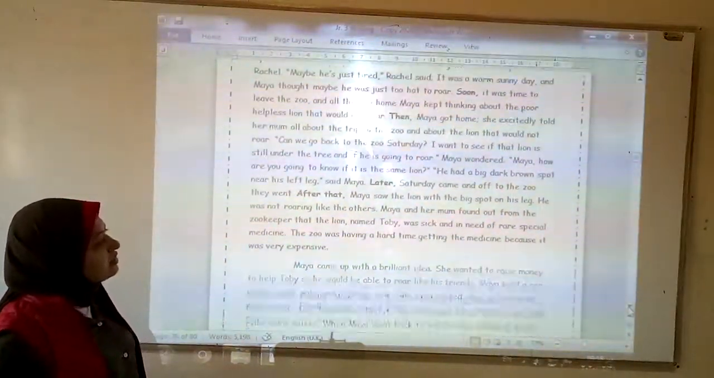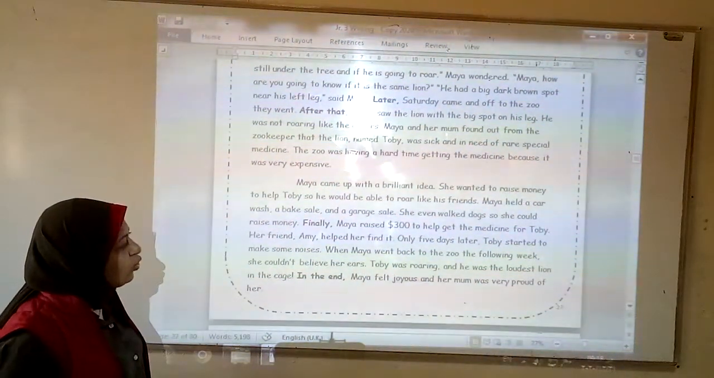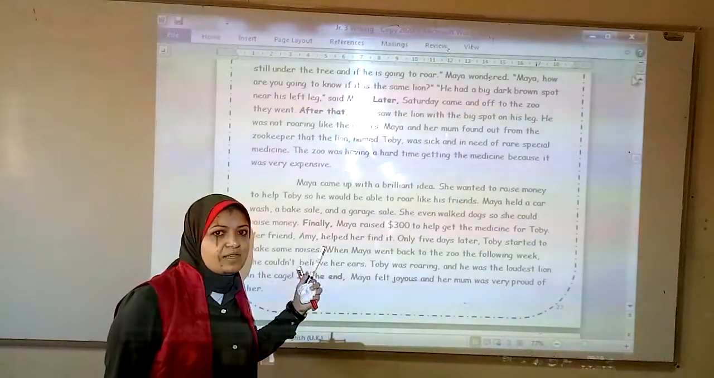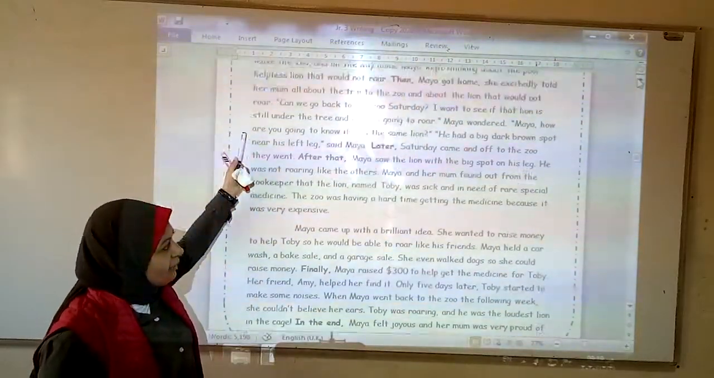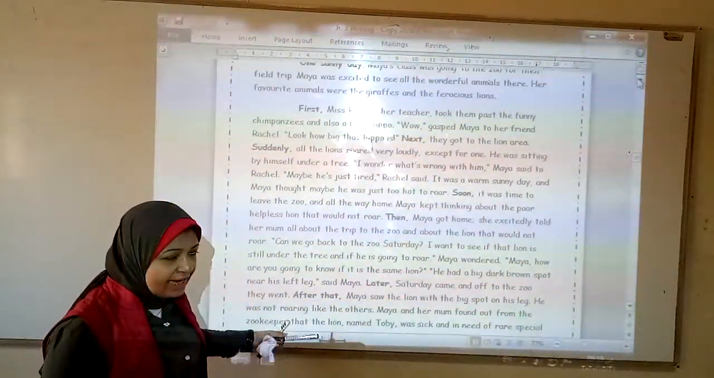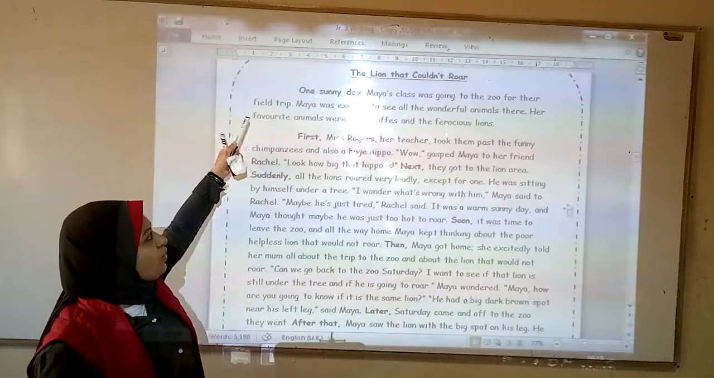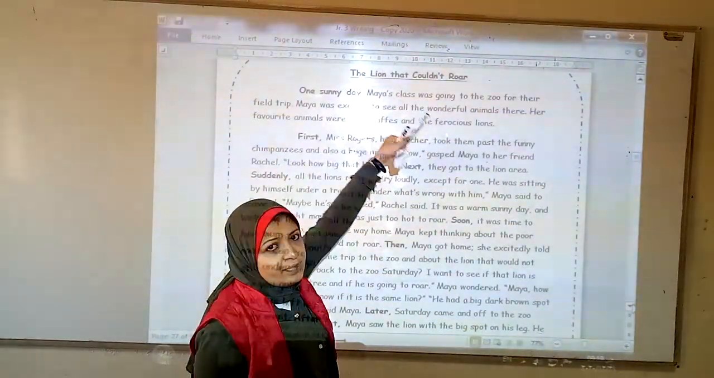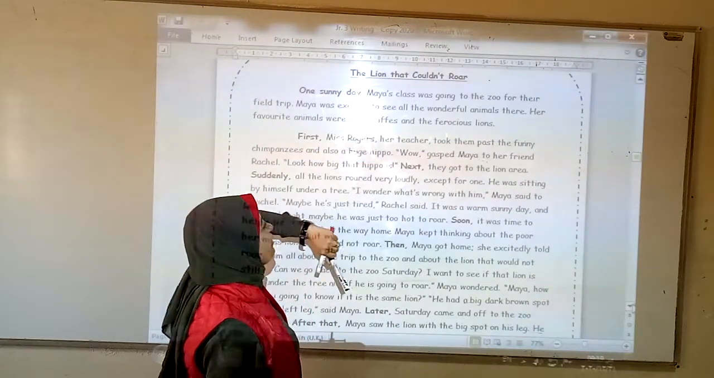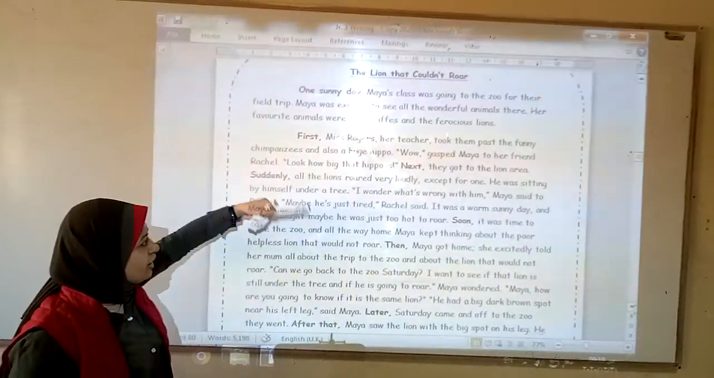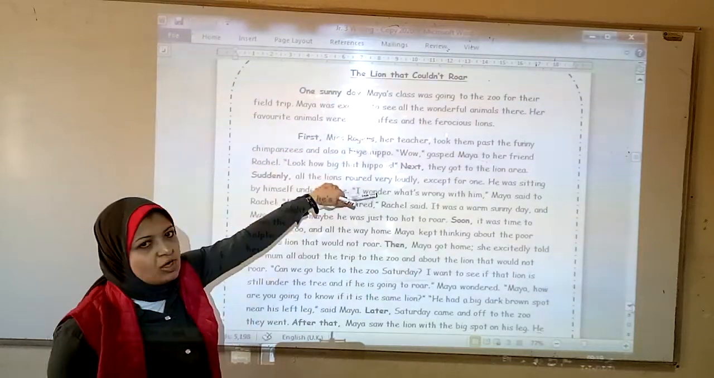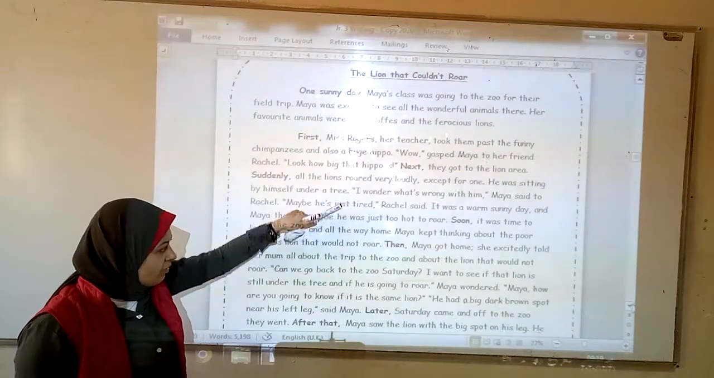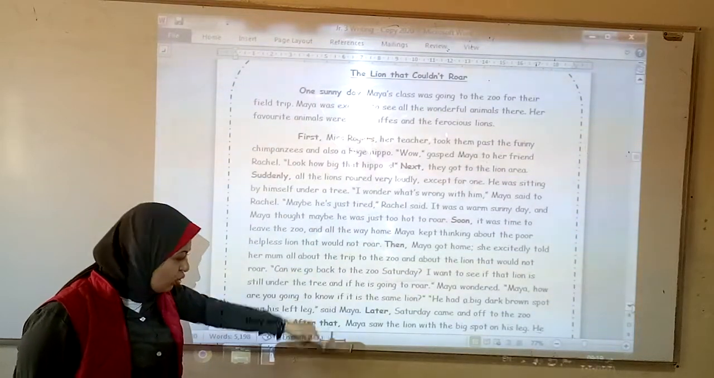Okay, this is a story that when you read it, you will find all the steps that we have covered. You will find the beginning, the middle, and ending. Beginning with all the settings that we have, okay? Time, place, people, and what were they doing first, and they started. How did the story start? And then the middle are the details of the story.